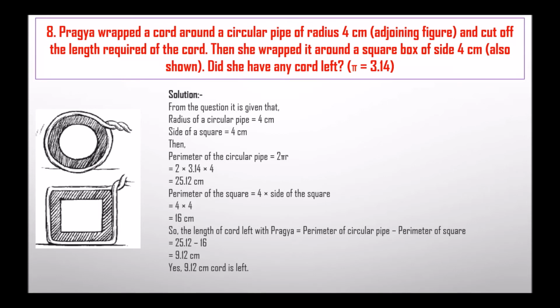Perimeter of circular pipe equals 2 pi r, that is 2 into 3.14 into 4, that is 25.12 centimeter. Perimeter of square equals 4 into side of the square, that is 4 into 4, that is 16 centimeter. So the length of the cord left with Prayag is 25.12 minus 16, that is 9.12 centimeter. So 9.12 centimeter cord is left.